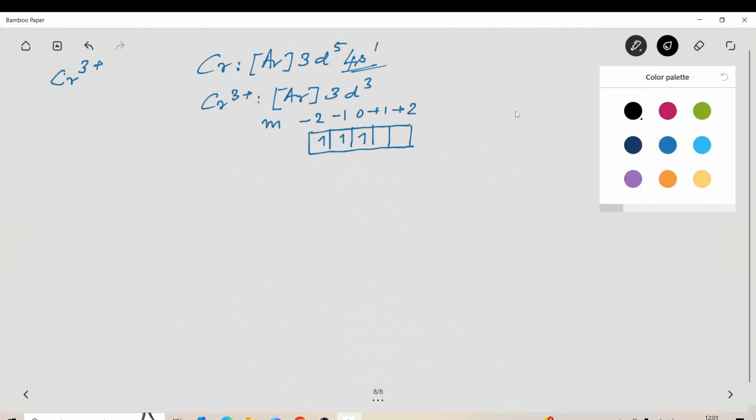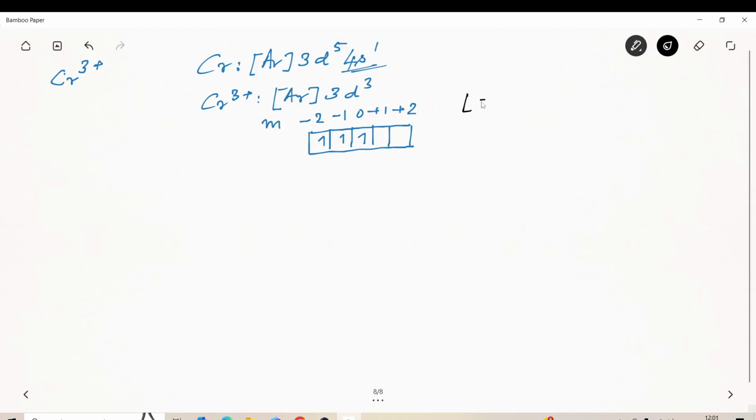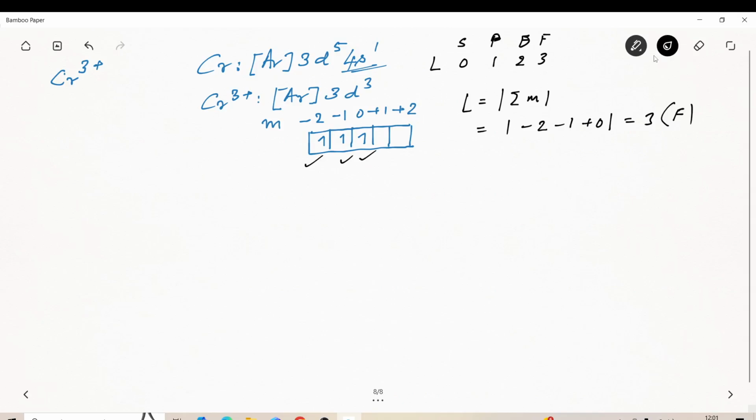So if you want to find the value of capital L, this is the summation of m, isn't it? So it should be -2, -1, and 0, giving 3. We know S, P, D, F have L values 0, 1, 2, 3. That means it is capital F, right?